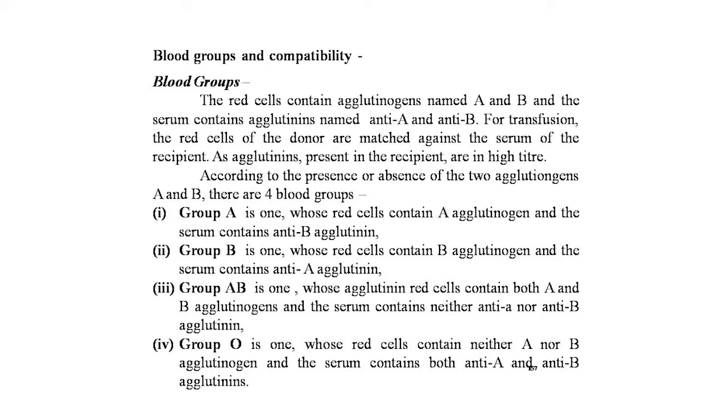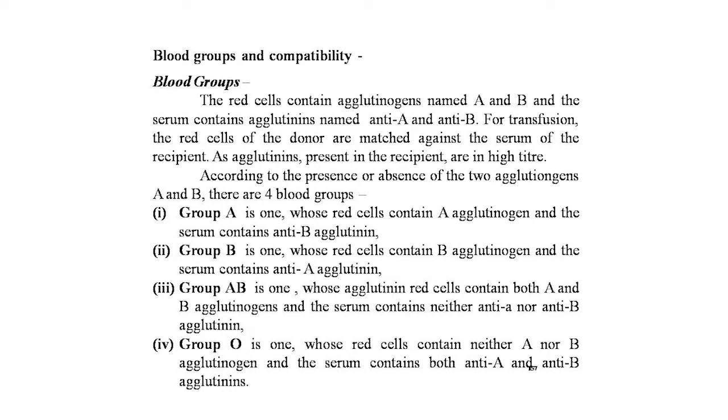According to the presence or absence of the two agglutinogens A and B, there are 4 blood groups. Group A is one whose red cells contain A agglutinogens and the serum contains anti-B agglutinins. Group B is one whose red cells contain B agglutinogens and the serum contains anti-A agglutinins. Group AB is one whose red cells contain both A and B agglutinogens and the serum contains neither anti-A nor anti-B agglutinins.